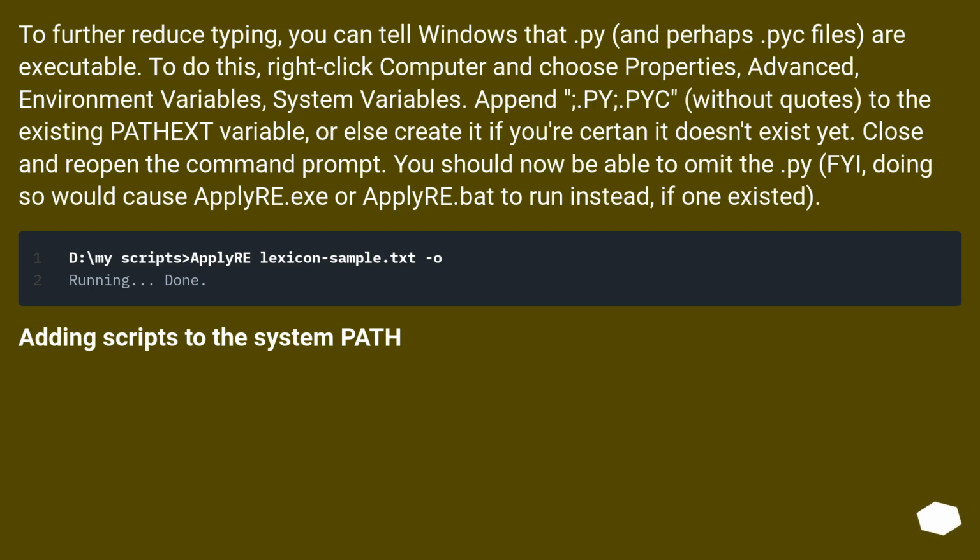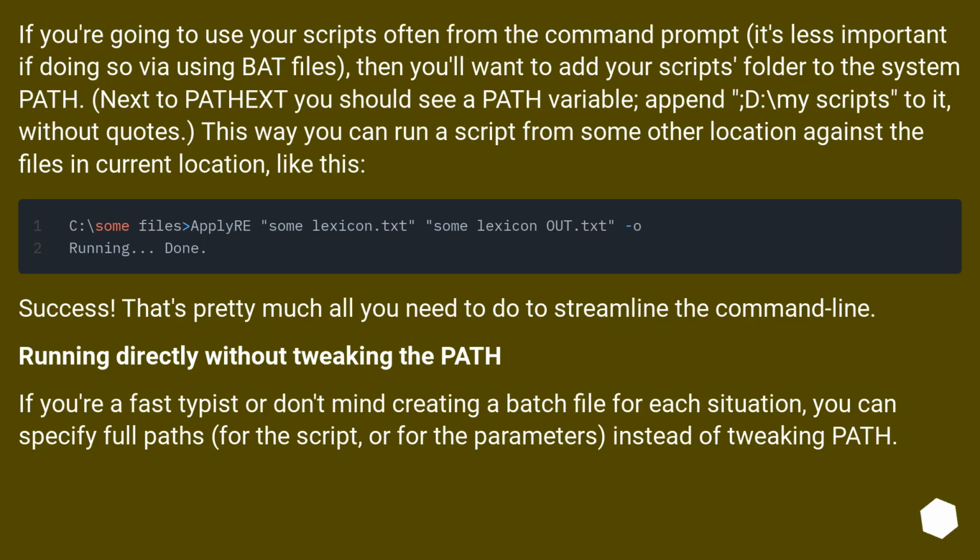Adding scripts to the system path. If you're going to use your scripts often from the command prompt, and it's less important if doing so via bat files, then you'll want to add your scripts folder to the system path. Next to pathext you should see a path variable, append d:\myscripts to it, without quotes. This way you can run a script from some other location against the files in the current location, like this. Success! That's pretty much all you need to do to streamline the command line.